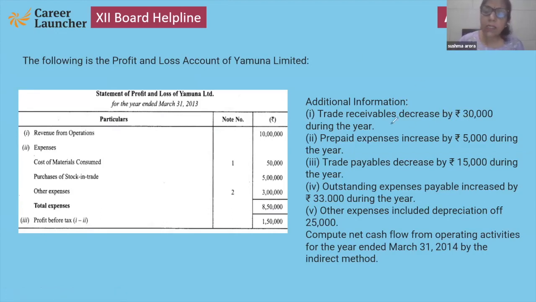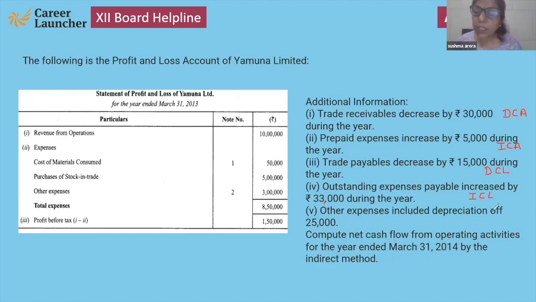Trade receivable means current asset, so you can write here, this is DCA. Prepaid expenses increase, that is ICA. Trade payable decrease means DCL, because payable is a current liability. Outstanding expenses increase by 33,000, so that is ICL. Depreciation written off 25,000. Compute net cash flow from operating activities by the indirect method.